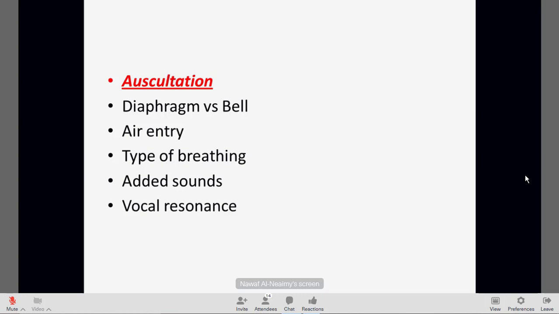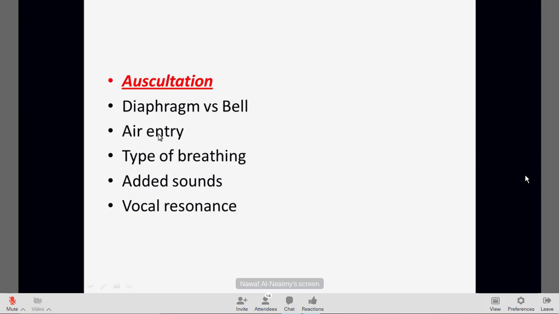In auscultation, I will try to define the following things. I will try to define the air entry of the breath sound, and I'll try to define the type of breathing and whether there are any added sounds. And then I will repeat my auscultation with doing the vocal resonance, which we said is the alternative to the tactile parameters.